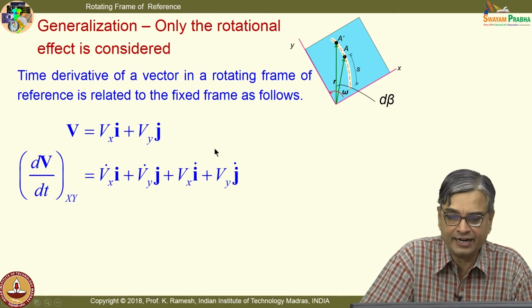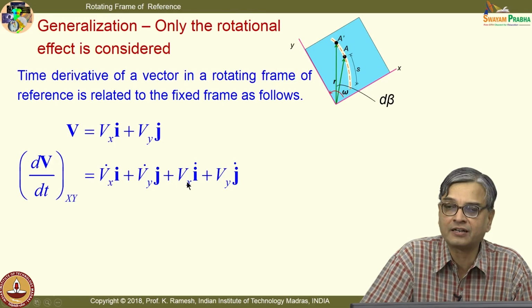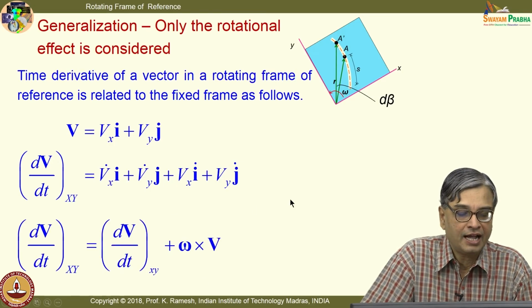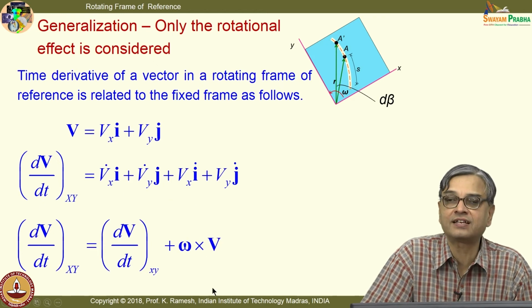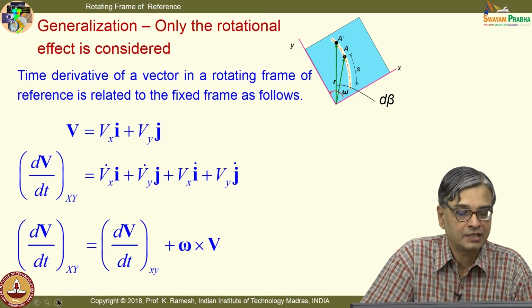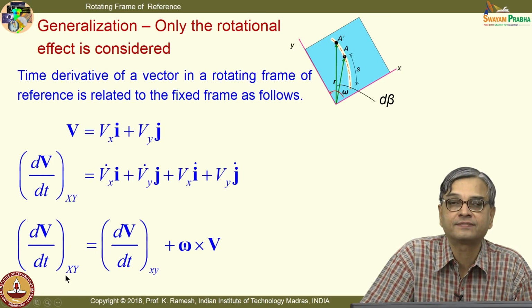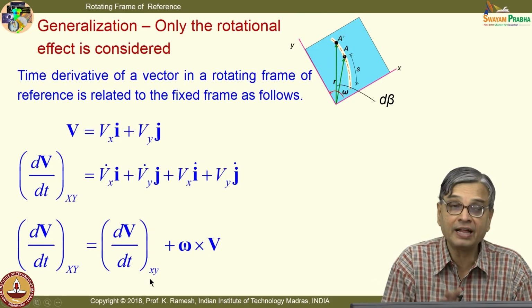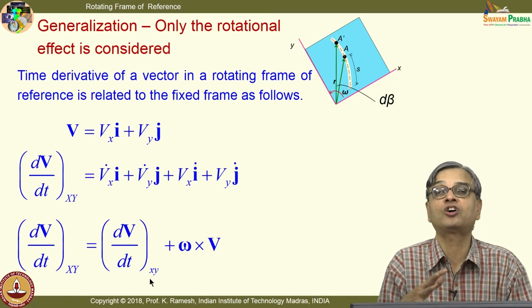We have already done this for the position vector r, the same mathematics. And what we perceive from this is, if I want to find out the time derivative of a vector in the fixed frame of reference, I should know the time derivative of the vector in the rotating frame of reference plus omega cross v.